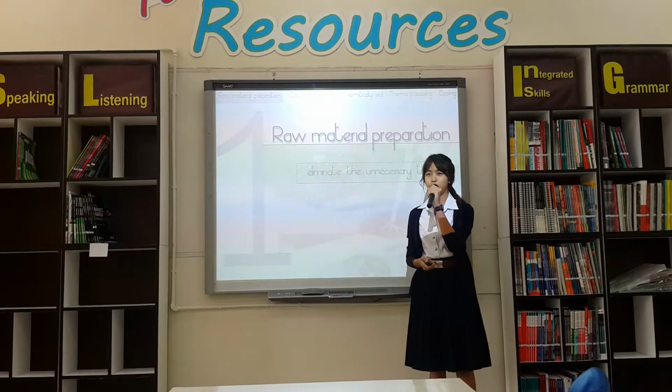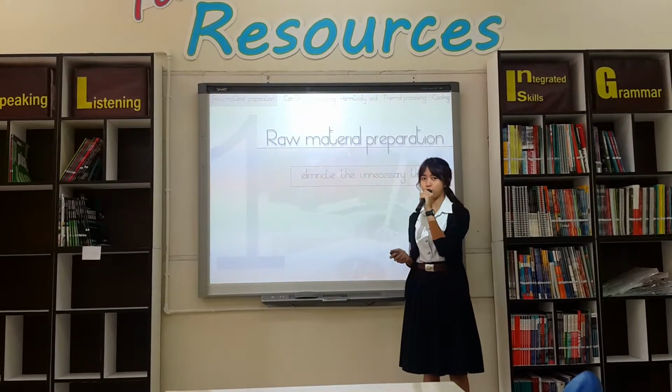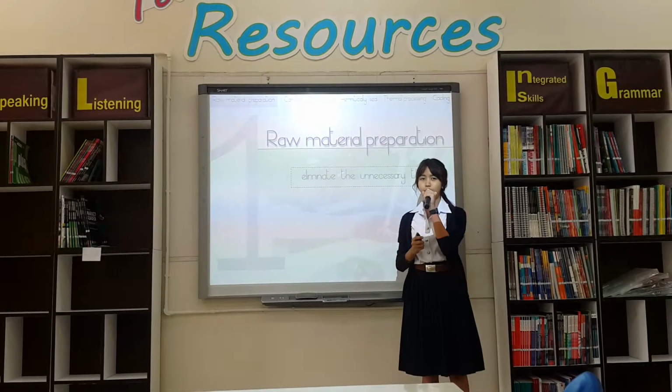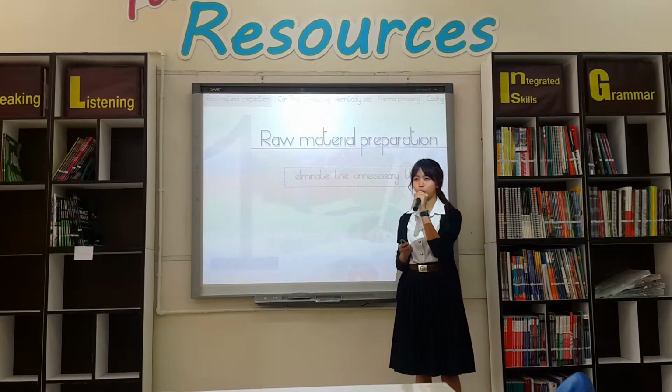Okay, let's start with the raw material preparation. This process is important for the canning process. In this process, we eliminate the unnecessary things and use only edible parts in proper condition.